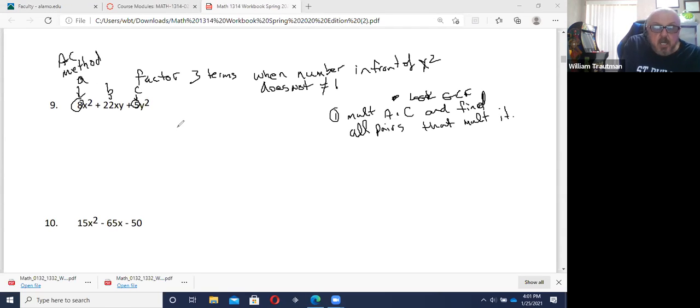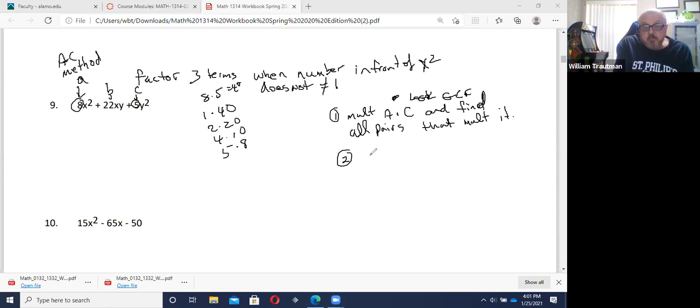Okay, I'm going to put this over here on the side. 8 times 5 is 40. So we're going to find all the pairs that multiply to 40. 1 times 40, 2 times 20, 40 divided by 4, 4 times 10, and 5 times 8. These are all the pairs that equal 40.